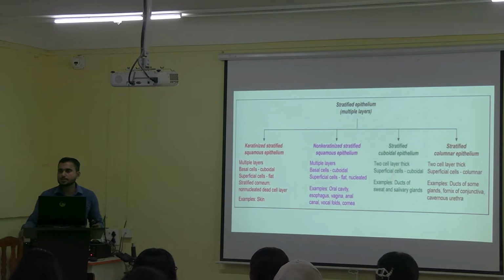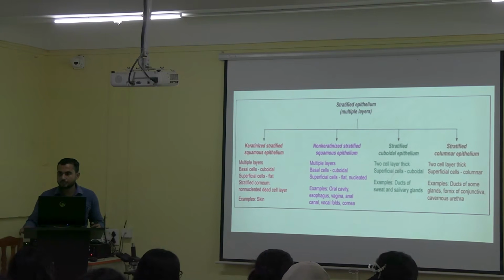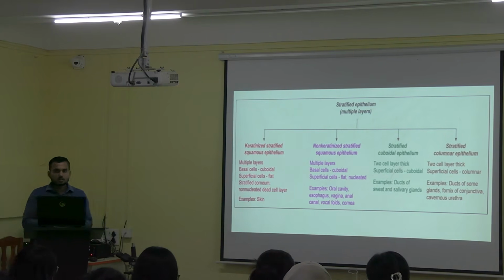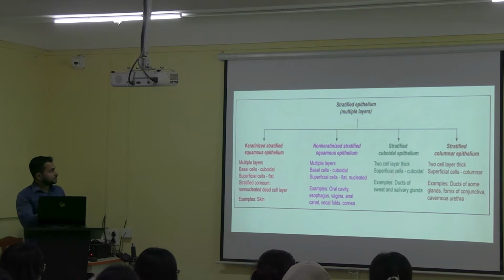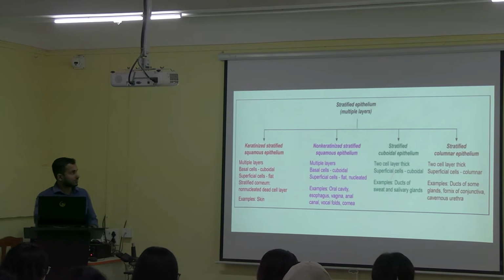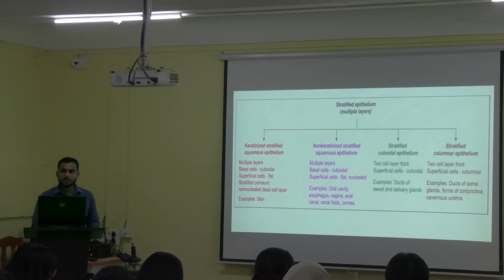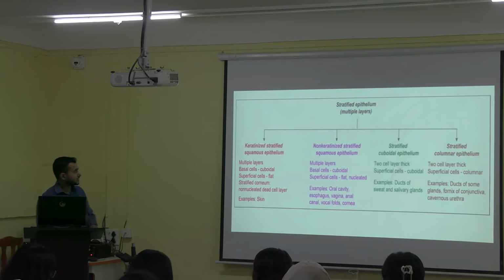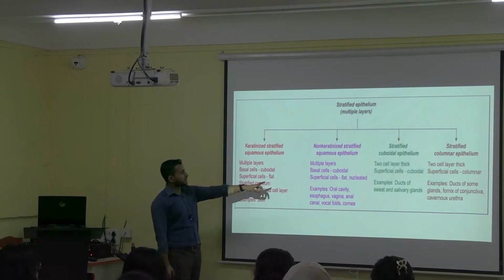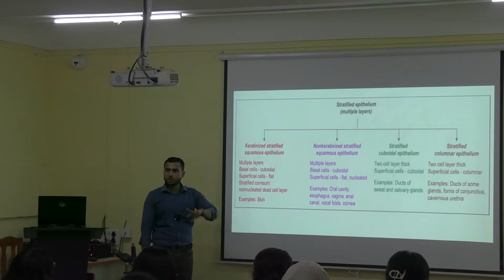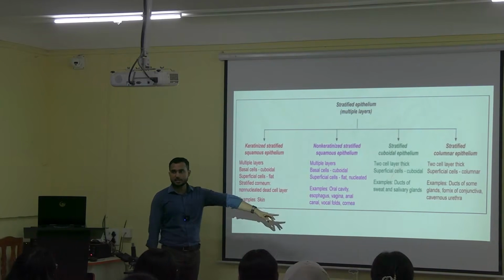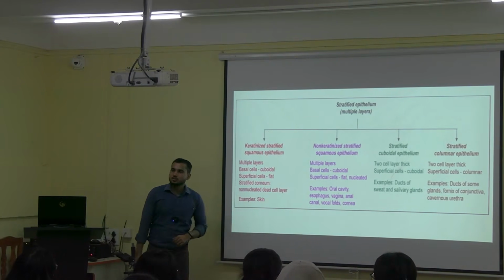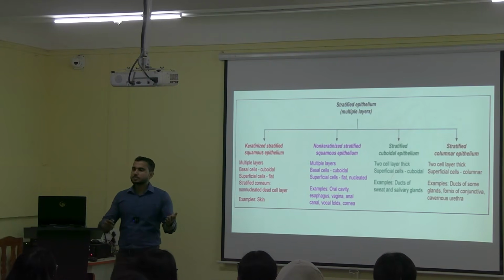After single layer, what is next? Stratified. Stratified means multiple layers, meaning more than one layer of cells will be there. Before going to the stratified, here you can see the classification of the stratified epithelium. First you can see stratified squamous epithelium. Squamous also has two types, keratinized and non-keratinized. What is the difference? Yes, keratin protein is present in one, and keratin protein is absent in the other.